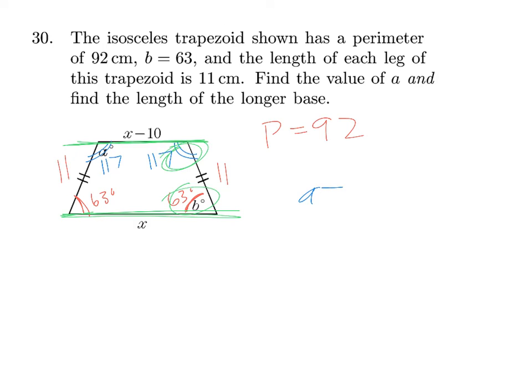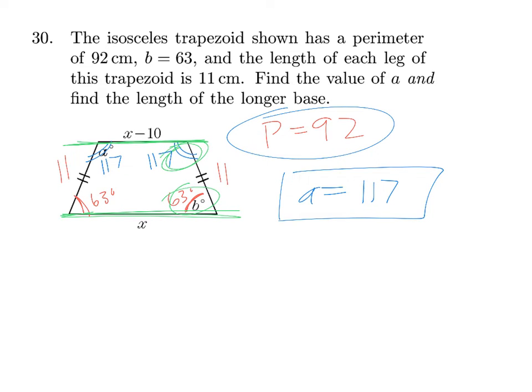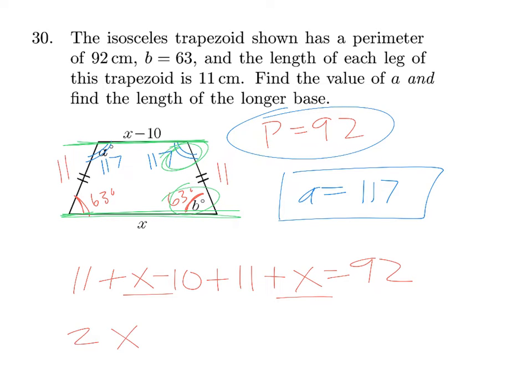All right, so right away, A is 117. Done with that. Then to figure out x, I'm going to use the perimeter. So I have 11 plus x minus 10 plus 11 plus x is equal to 92. All right, so I have this here. I have 2x. Going to combine like terms. I have 22 minus 10, so it's plus 12.